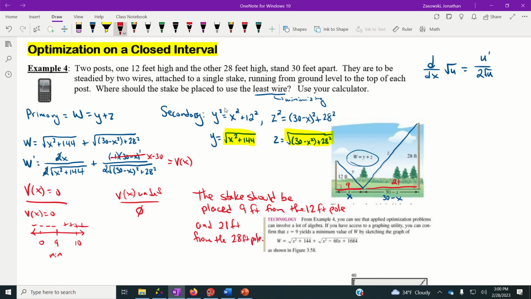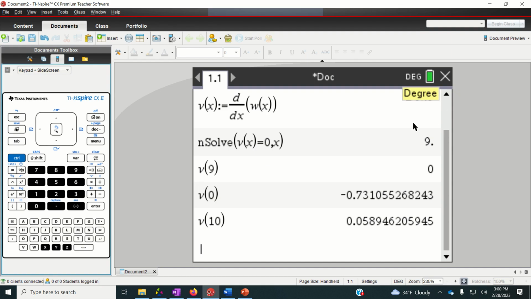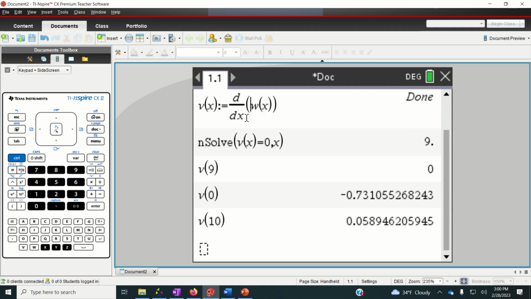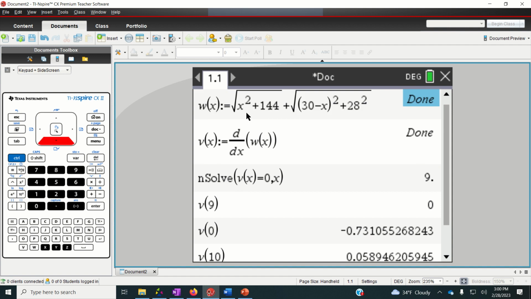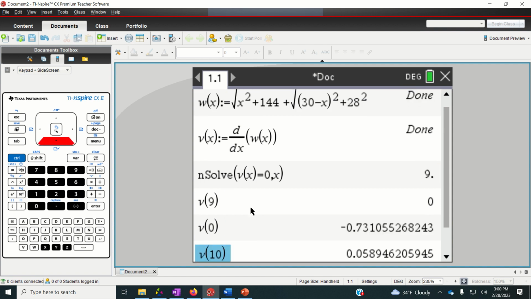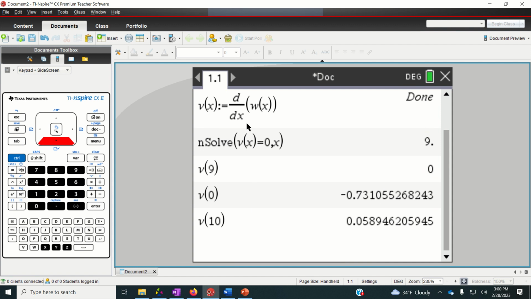All right, and that's it. So thanks for sticking along. Hopefully it makes sense how we're using the CX here to store the original function, and then create a function for the derivative, and then we can evaluate that derivative and solve for critical points using nsolve here.